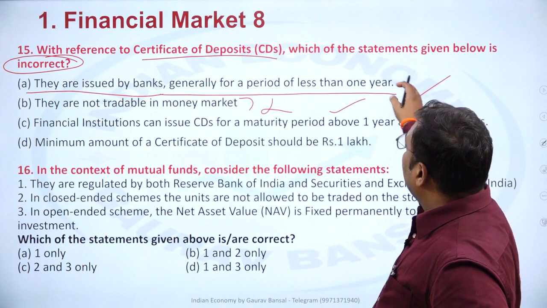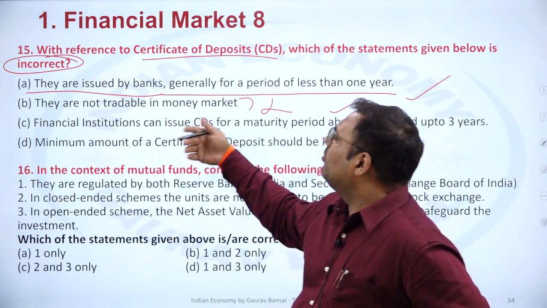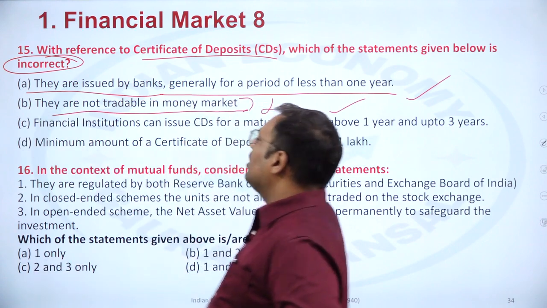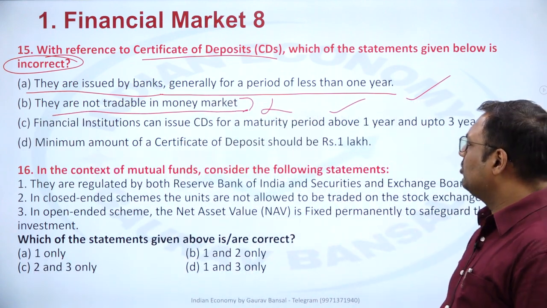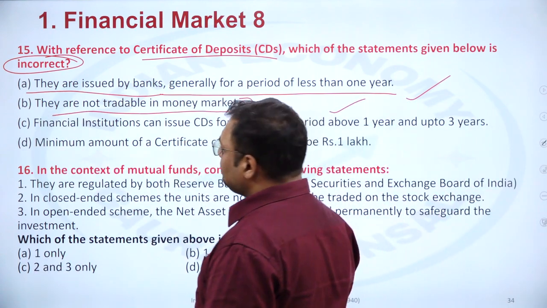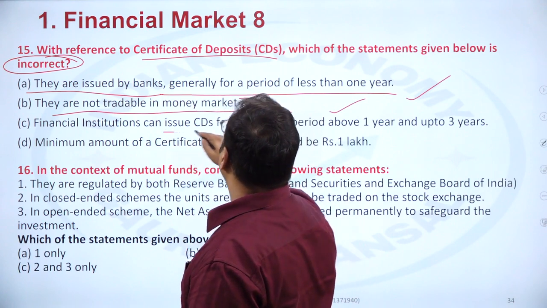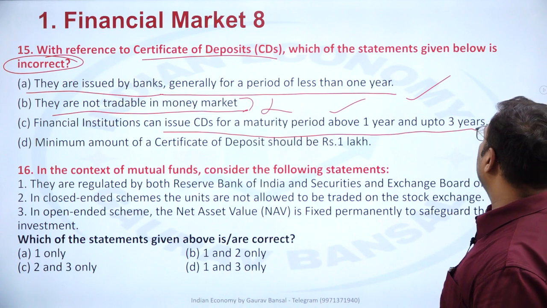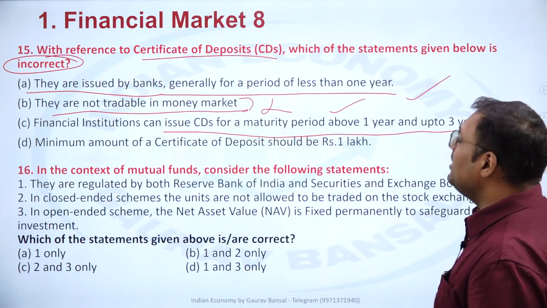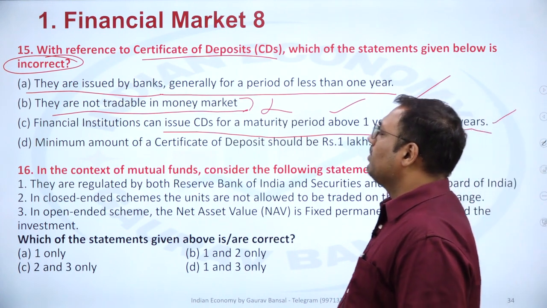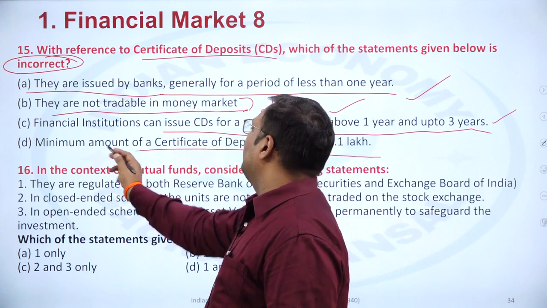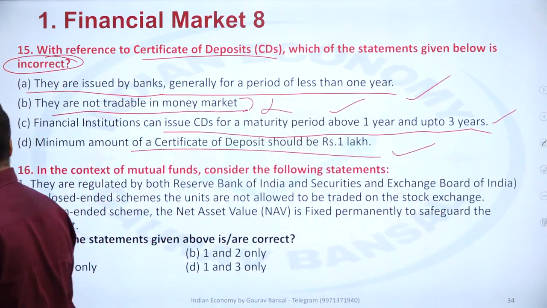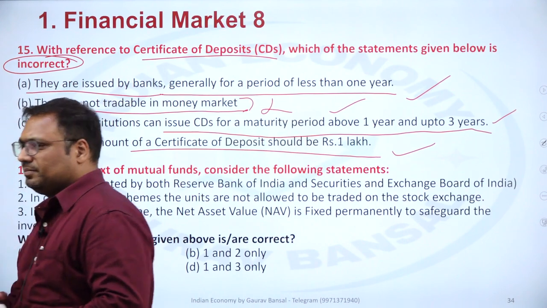So certificates of deposit are of two types, one which is tradable, one which is not tradable. You can't say in general that they are not tradable in money market. So that is wrong. C, financial institutions can issue for a maturity period above 1 year or up to 3 years. So that is correct. They can be issued, but generally less than 1 year. D, minimum amount should be 1 lakh. That is also correct. So we know our answer, that is B here.